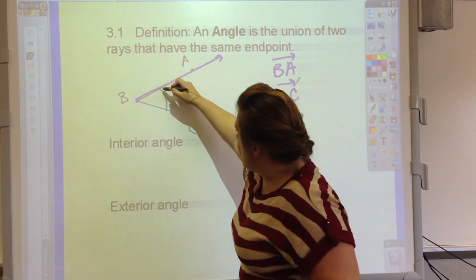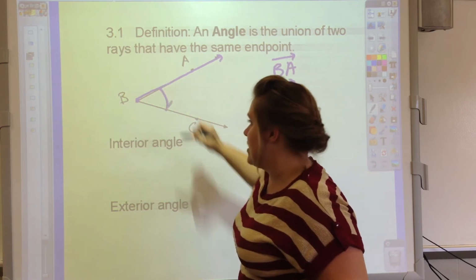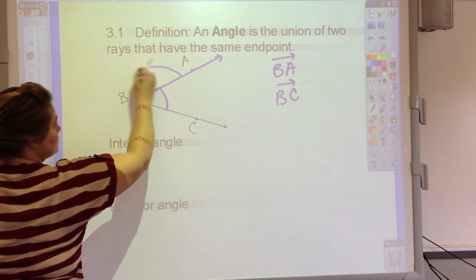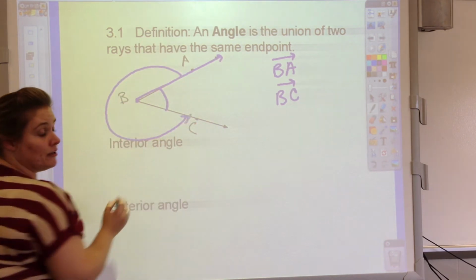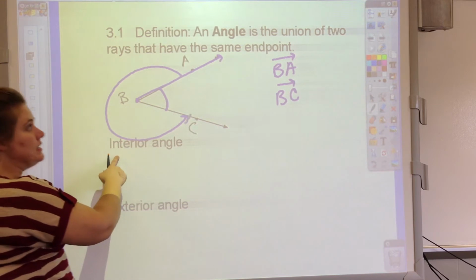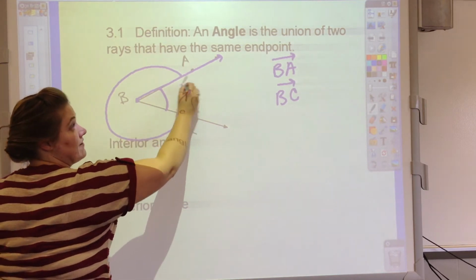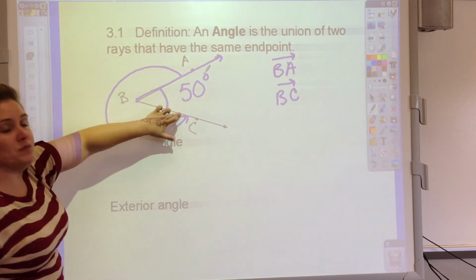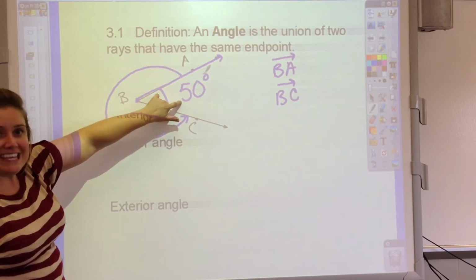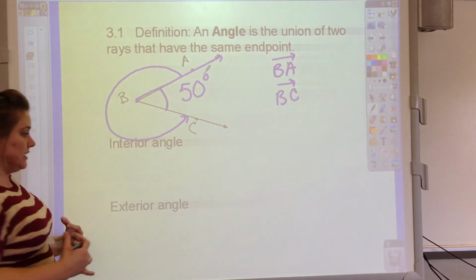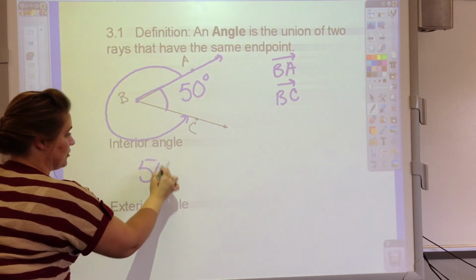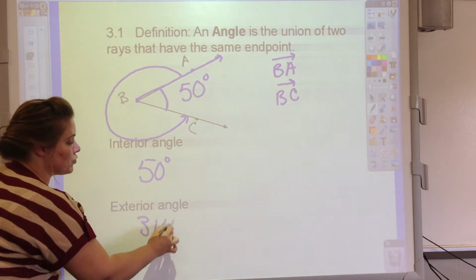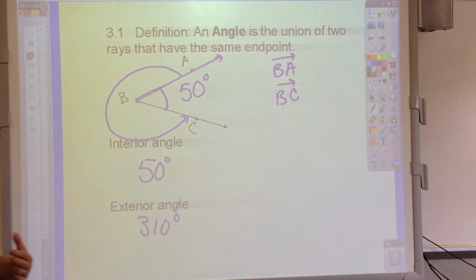The interior angle is this portion right here. And the exterior angle is this portion right here. Now, for example, if my interior angle was, let's say, 50 degrees, you can see that your exterior angle would be the difference between the interior and 360. So to find the exterior angle, I would subtract 50 from 360, and I would get 310 degrees.